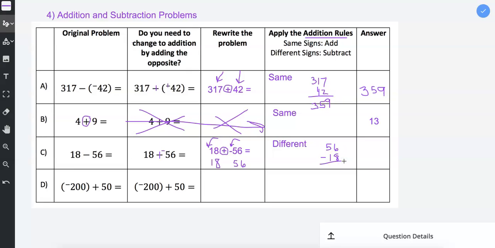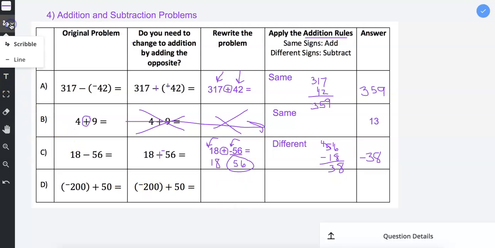So we put that at the top, and then we subtract from it the smaller number in terms of absolute value, the 18. 6 minus 8, I need to borrow. So I make the 5 a 4 and add 10 to the 6, making it 16. 16 minus 8 is 8. 4 minus 1 is 3. And then I need to decide, did I have more positives or more negatives? We said that 56 was larger in terms of absolute value, so I have more of the negatives than the positives. So the answer is a negative 38.